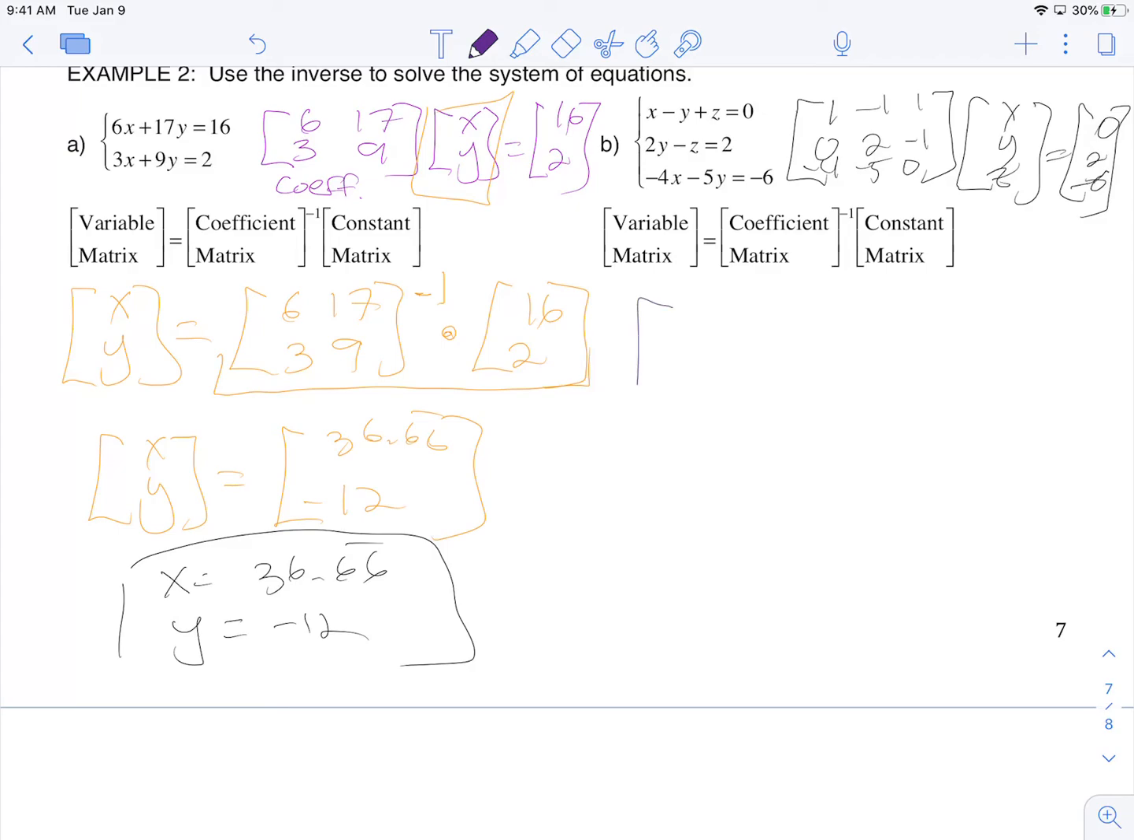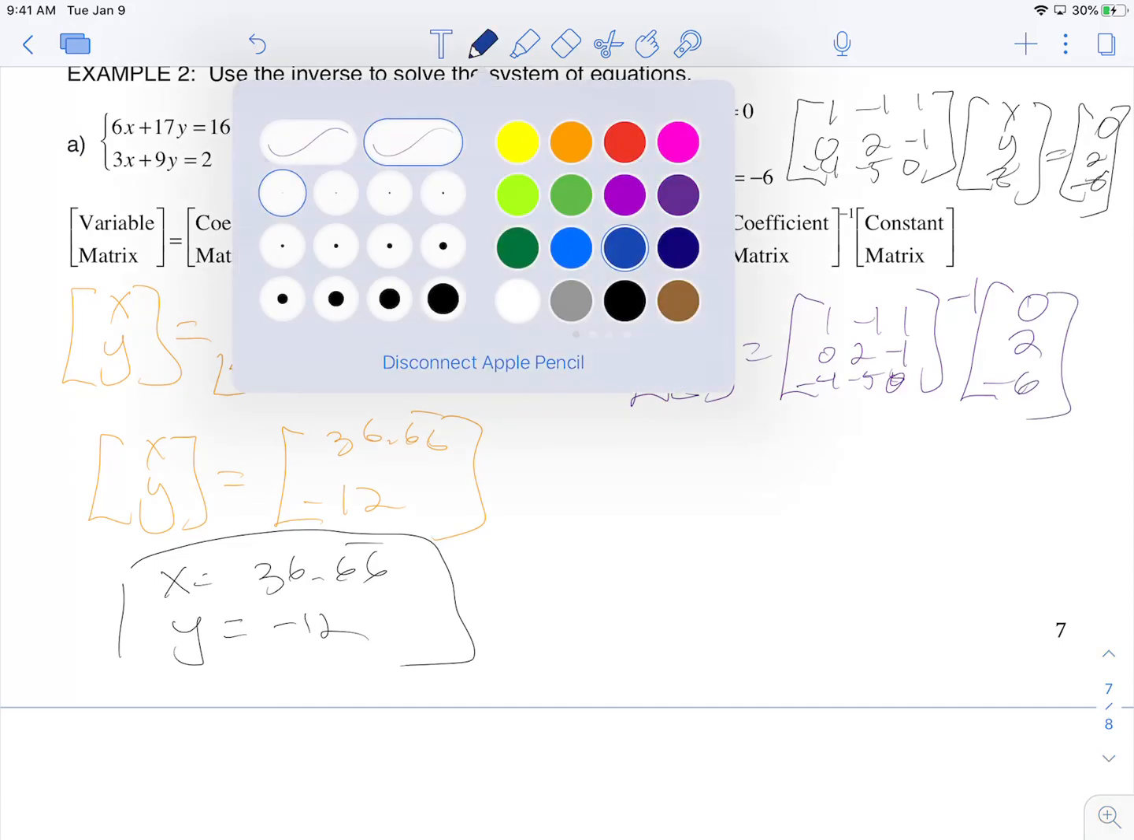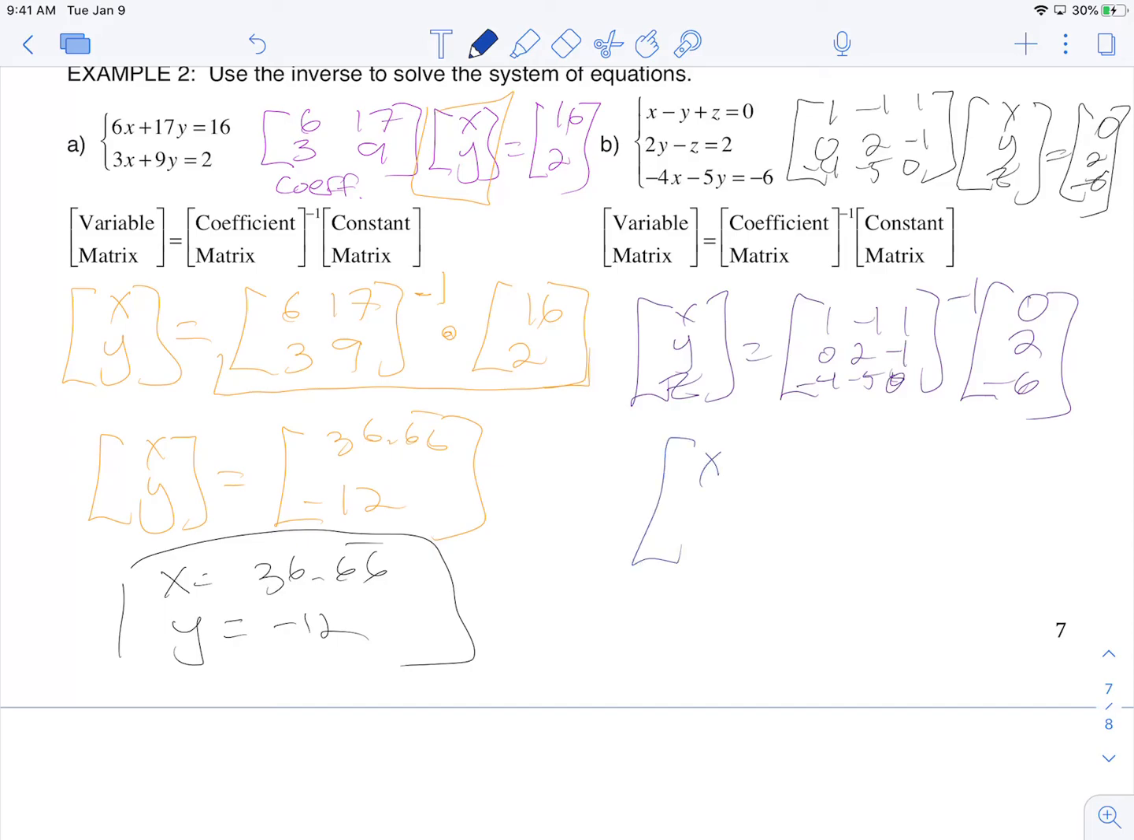We're going to rewrite it. So the thing we're solving for, x, y, z, is equal to the inverse of the coefficient matrix times the constant matrix. And you put this in your calculator, it'll spit the answer out. And again, once you get used to entering the matrices in your calculator, it gets faster. Okay, 4, negative 2, negative 6, x, y, and z.